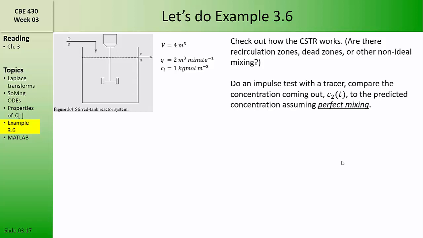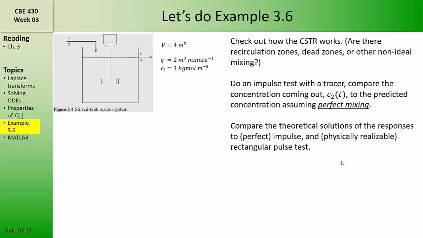We're going to do this for two different inputs. One is an impulse test, in which the input concentration of the tracer is an impulse, and the other will be a rectangular pulse input, because the impulse is not really physically realizable. We'll use a rectangular pulse input to approximate the impulse input.